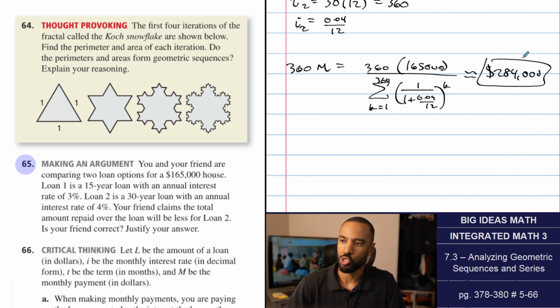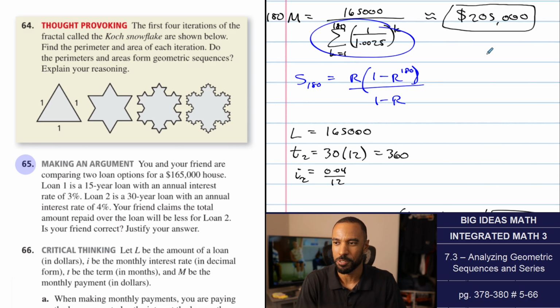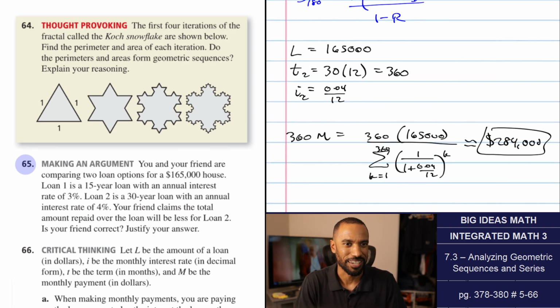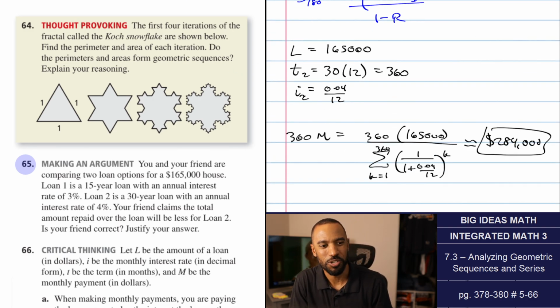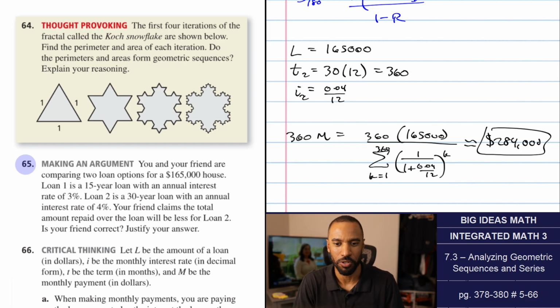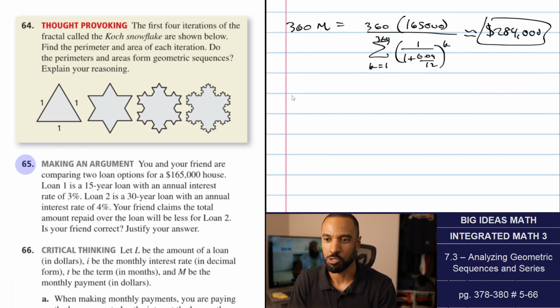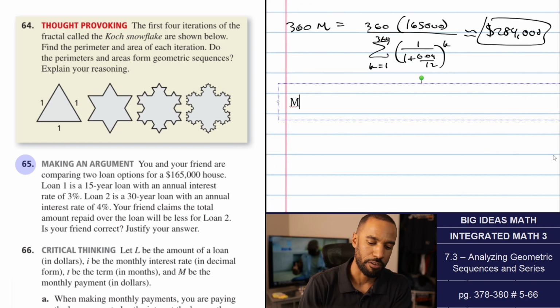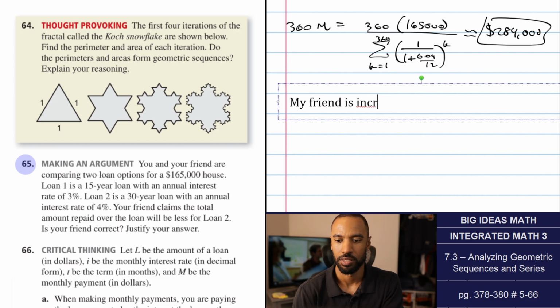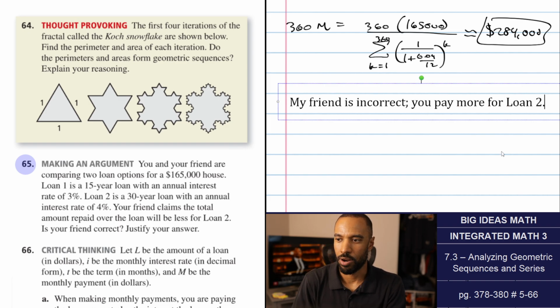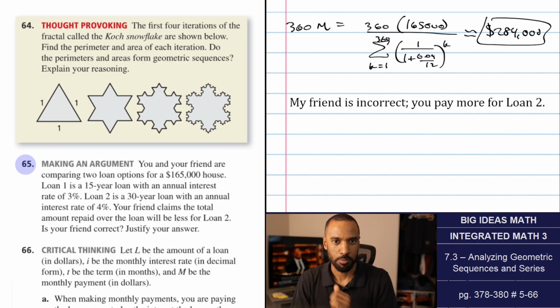So we compare the two, one's bigger than the other. The question is, which one would you want? I actually don't know. Your friend claims the total amount repaid over the loan will be less for loan 2. They're wrong. The amount paid is more for loan 2. So my friend is incorrect, as per usual. You pay more for loan 2. All right. That's where the finance guys come in. Okay. I'm done with that.